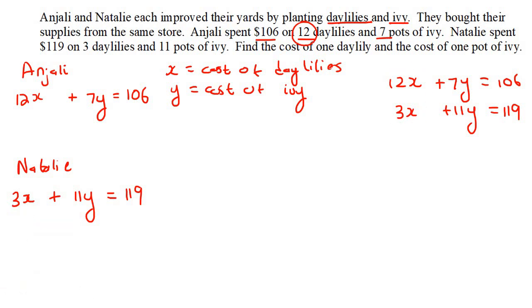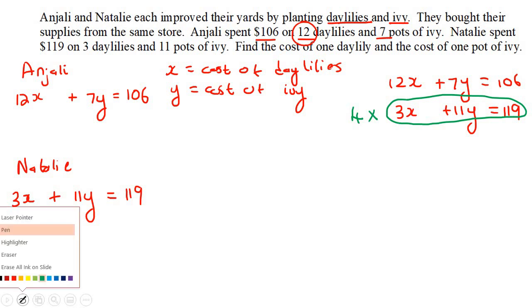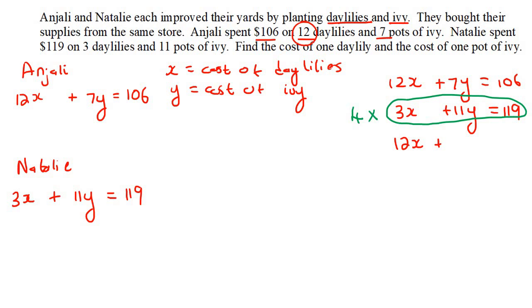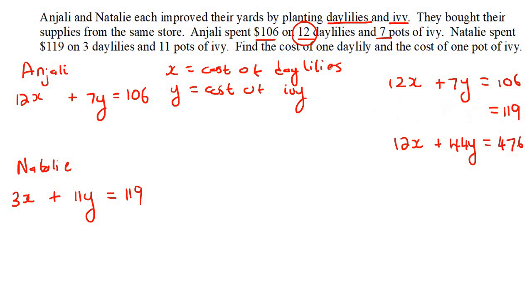And I would do that by multiplying this entire equation by 4. So that's going to become 12x plus 44y, and then 119 multiplied by 4 is 476. Okay, so there's what we've done there. I'm then going to erase this one, and write this other one just above it, so it's a bit easier to work with. And so there we go. We'll call this equation number 1, equation number 2.